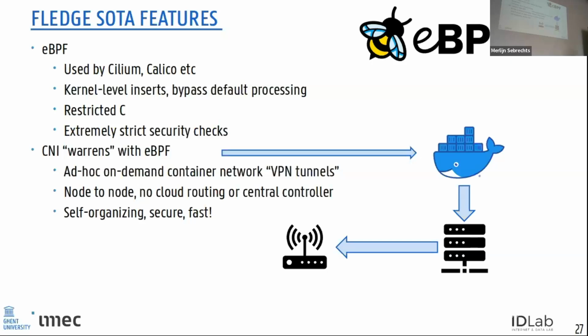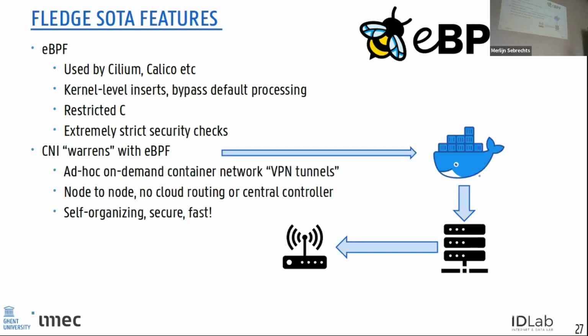So how did we implement these CNI warrants with eBPF, or rather, how are we implementing it? Like I said, it's node to node. There's no centralized controller, no cloud routing. It's not just fully decentralized, but entirely masterless. Every node manages its own networking and its own VPN tunnels. It's self-organizing. Due to eBPF, it's also very fast and quite secure. And when one node goes down, or one node gets compromised, the rest of the system just continues working like normal.